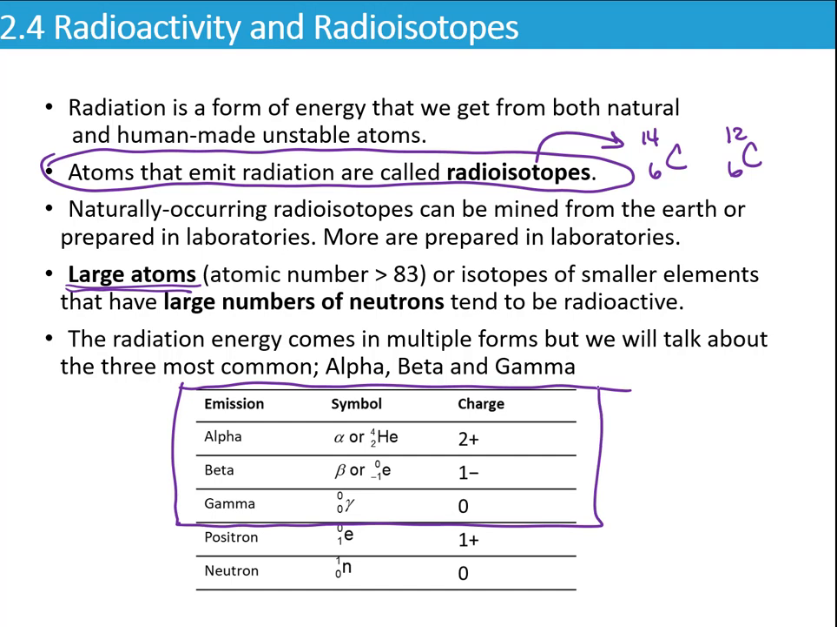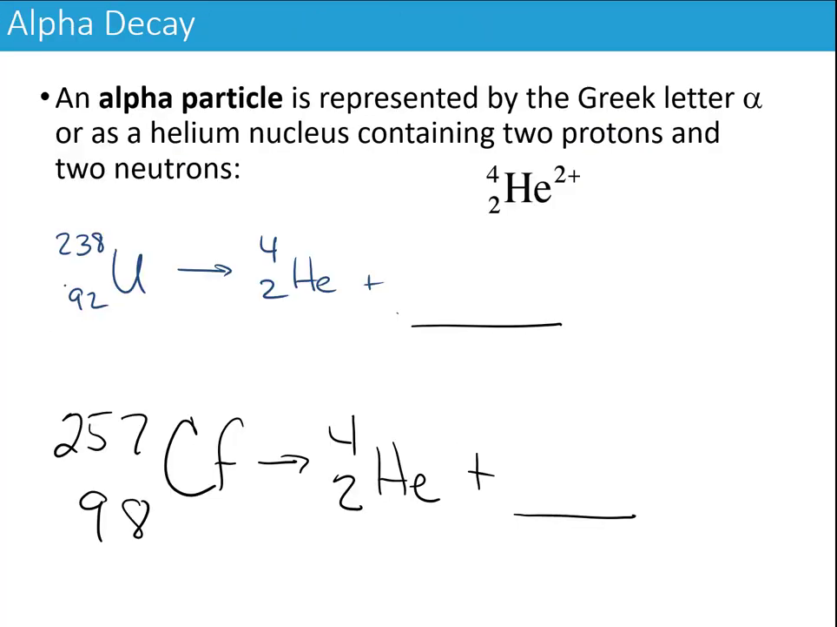There are more than what we are going to talk about, but we're really just going to talk about the three most common ways that unstable atoms become more stable. I took these ones out of your homeworks and such. We're going to talk about alpha decay, beta decay, and gamma decay. So the first one's called alpha decay.